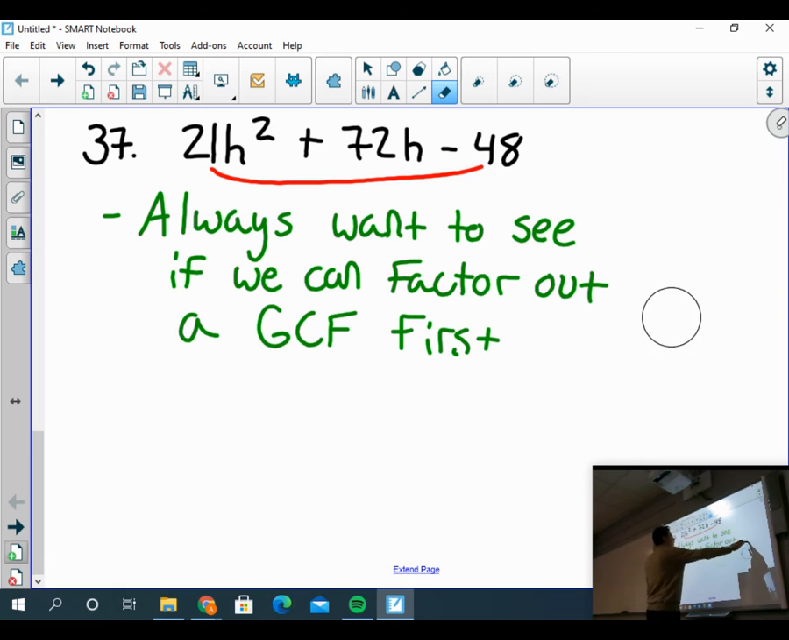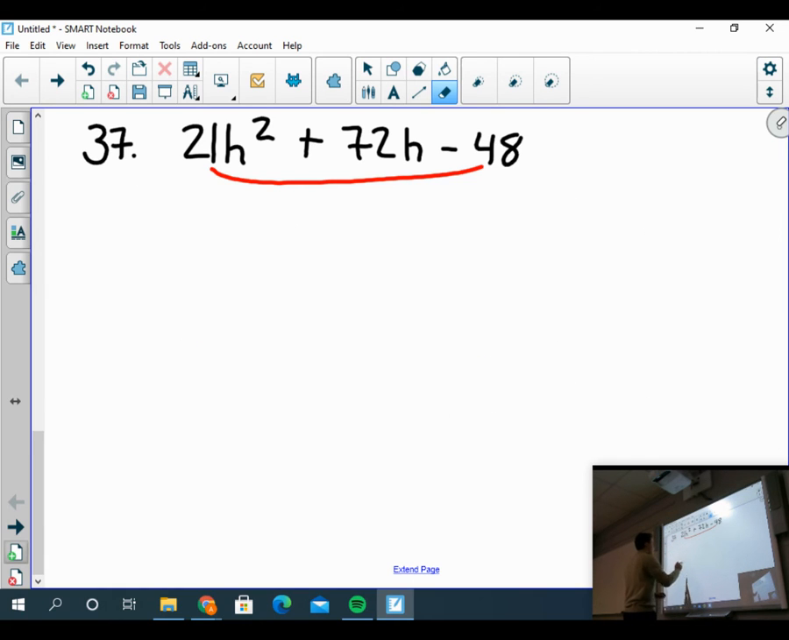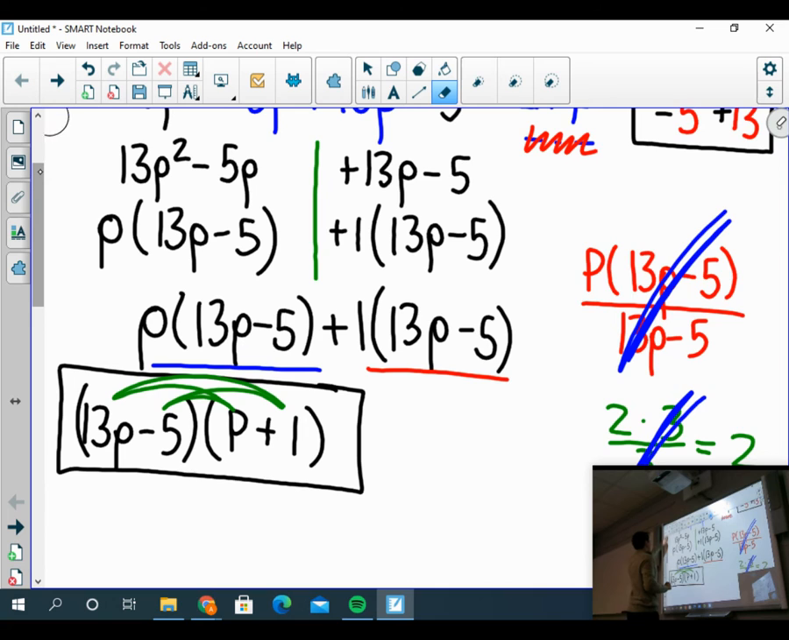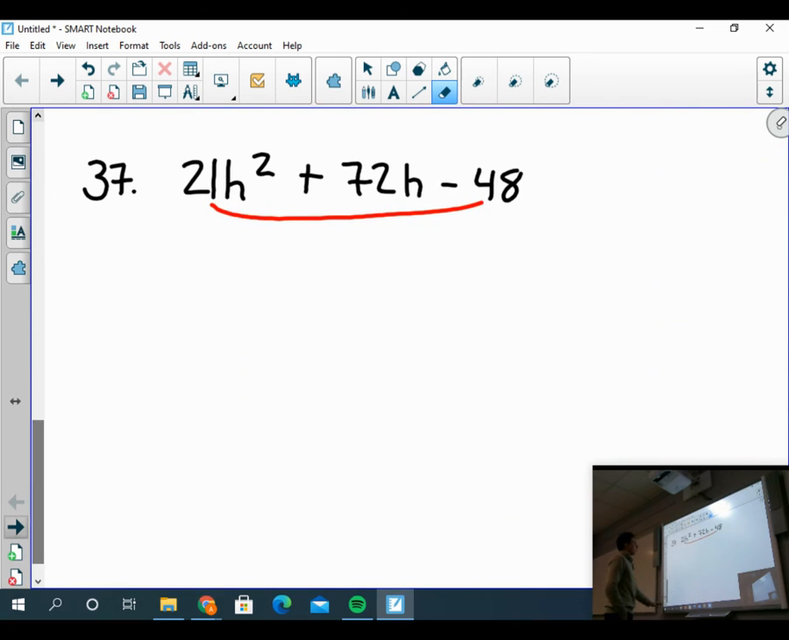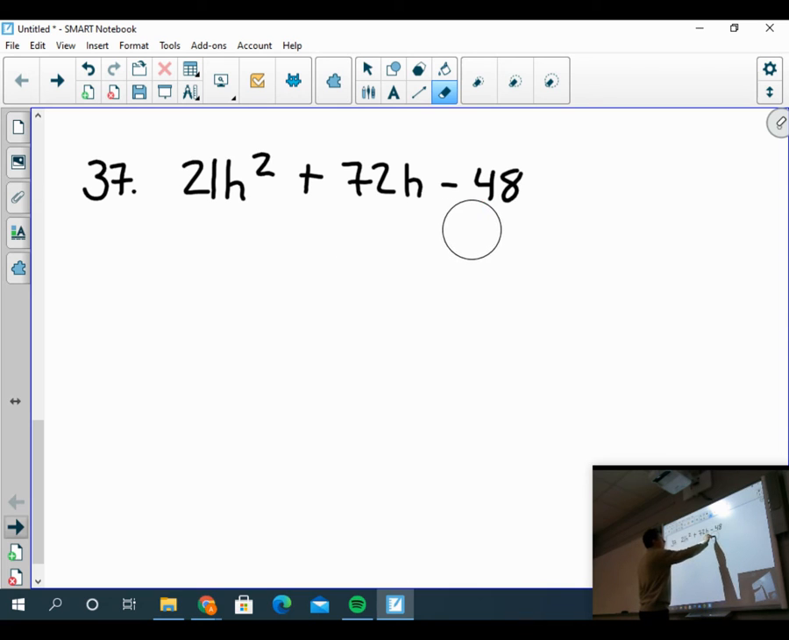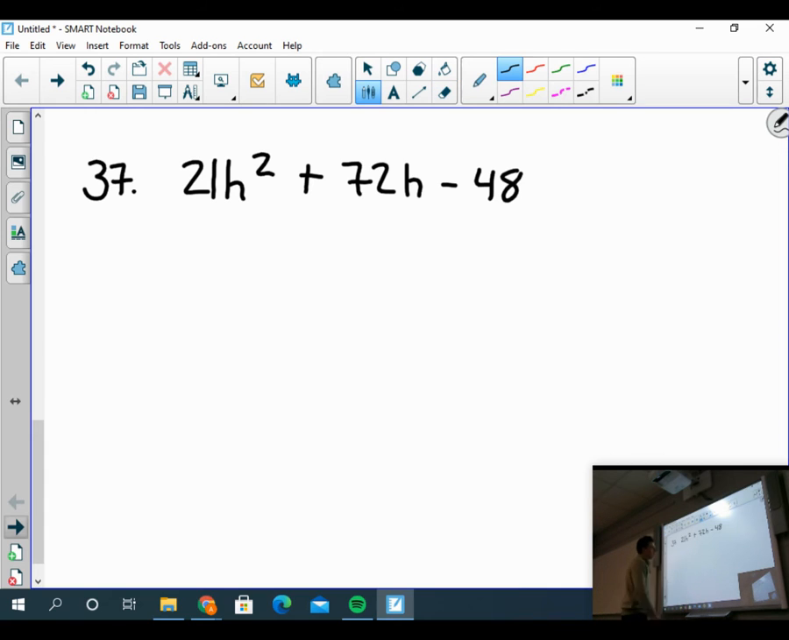Okay? If I look back at my first problem, there was no GCF. No number except for 1 divides 9, or can you divide by 13, 8, and 5 and get a whole number? But that's not true for 21, 72, and 48. So let's see what that GCF could be, or even if there is one.